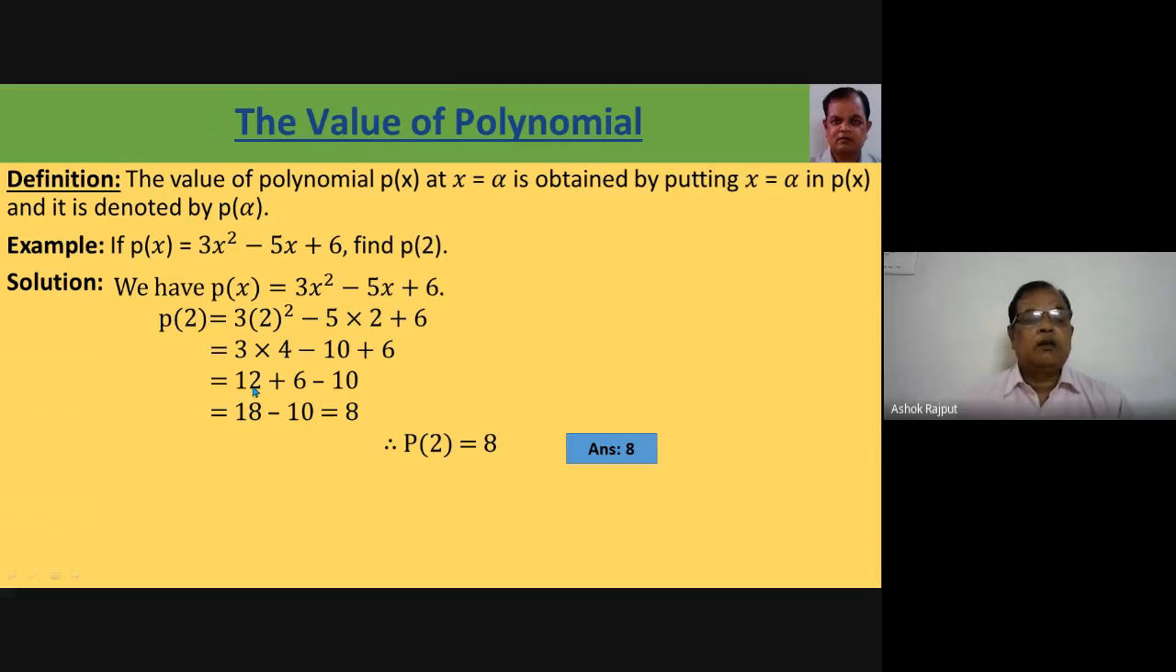Here we have written 12 plus 6 minus 10. 12 plus 6 equal to 18. 18 minus 10 equal to 8. Therefore, p(2) equal to 8. In such a way we can find the value of the polynomial. So such types of questions you will practice, and other sums also in the book. So this way you can find the value of the polynomial. It is the method. It is very easy for you. It is not difficult.